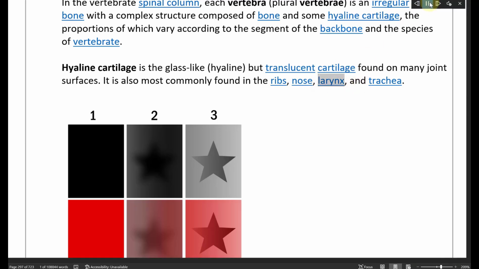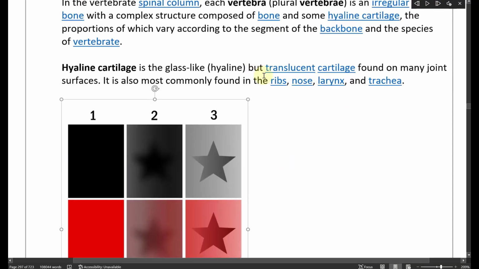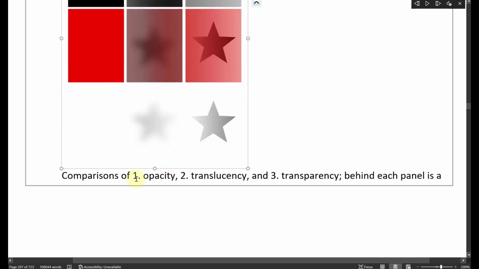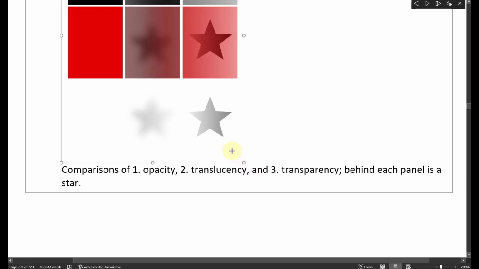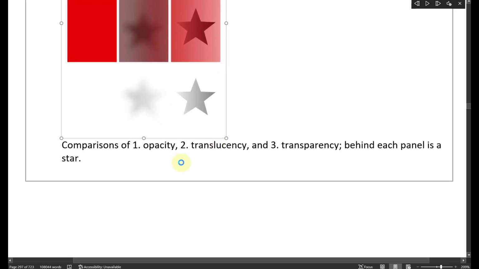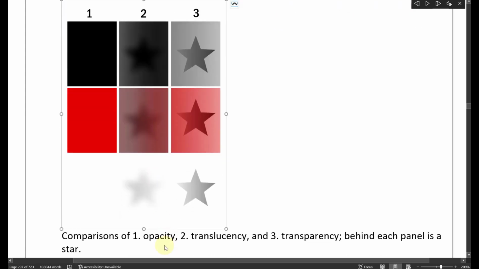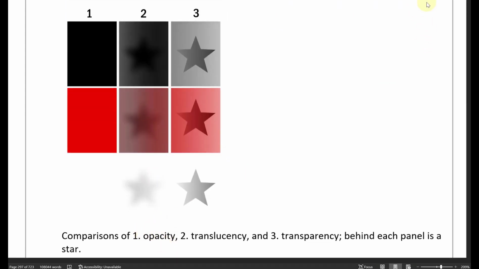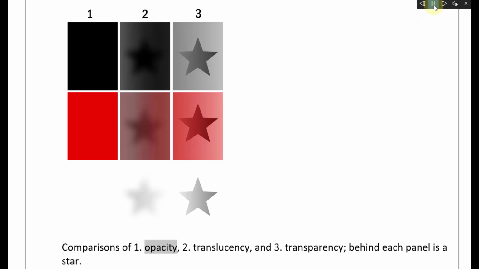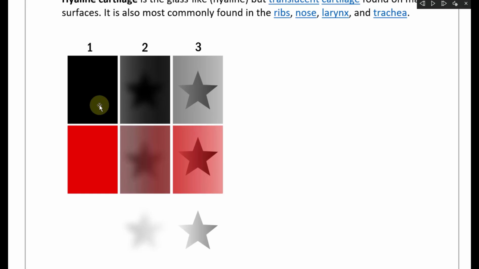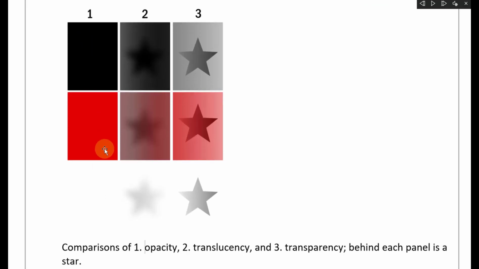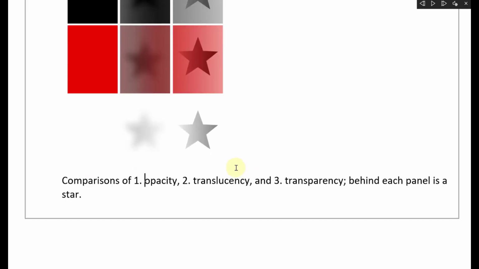Larynx and trachea. So here is translucent, just to illustrate that. Comparisons of 1, opacity, 2, translucency, and 3, transparency. Behind each panel is a star. With opacity, you can't see the star behind it, whether the panel is black, red, or white. If you have translucency, that's in between.